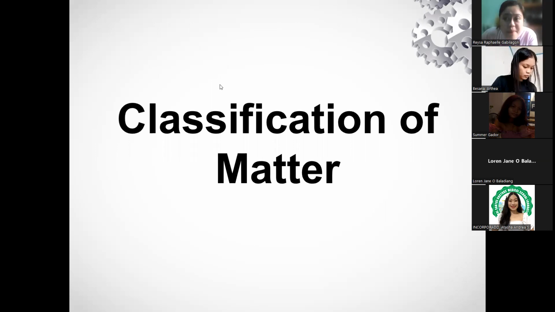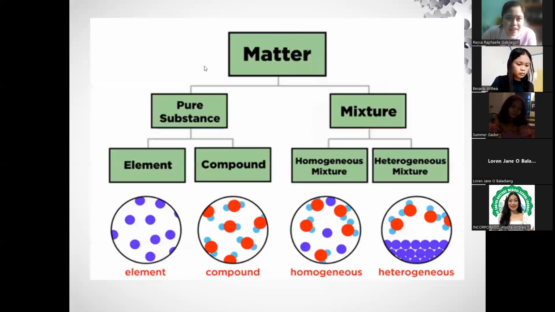Let's move on to the classification of matter. So, remember matter, anything that occupies space, yes, and has mass. So, lahat ng nakikita niyo dyan na nag-occupy ng space and merong mass, matter ang tawag natin. So, how do we classify matter? This is how we classify matter, class.